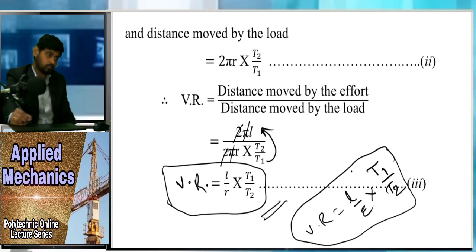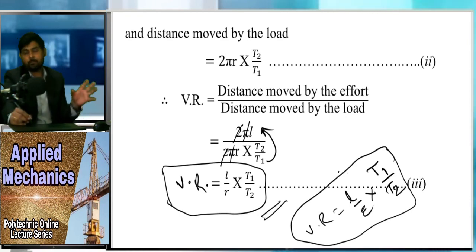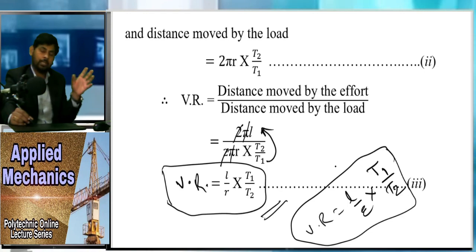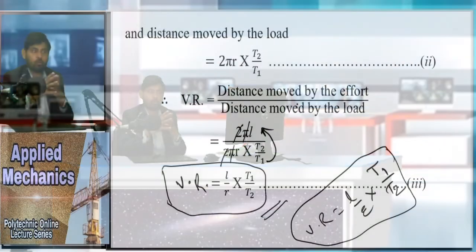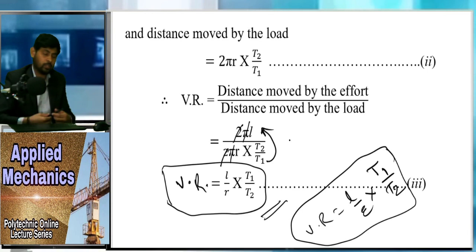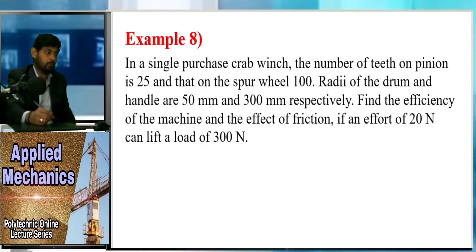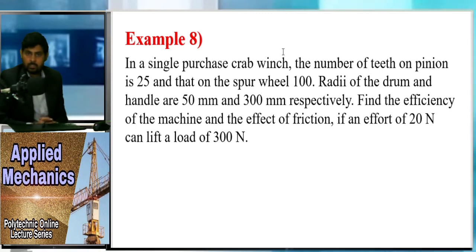As I told you, for every lifting machine we have a separate velocity ratio formula. So while solving a problem, you have to remember one thing: read the problem carefully. See which machine is given. Once you have found the machine, then use the respective formulas for that machine. Based on this velocity ratio equation, we will see the problems on the single purchase crab winch in the next lecture. Okay, so today we will stop here.